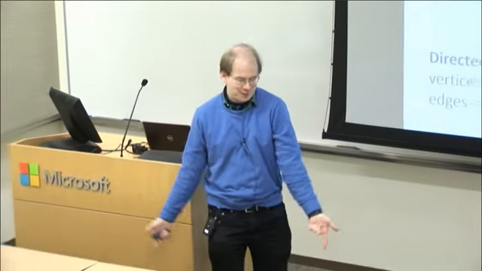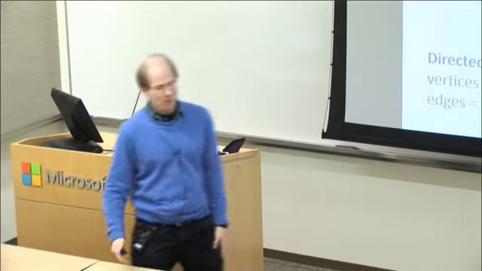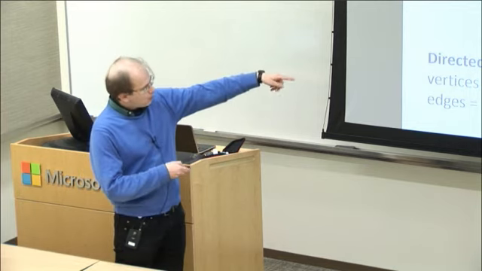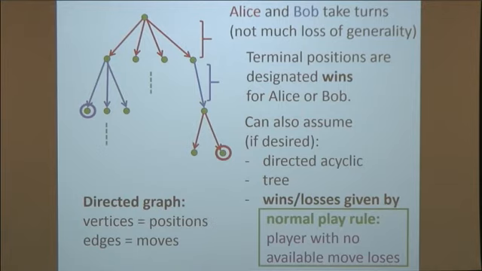Also, if you want to, you can assume that the graph is a tree, because if you had 2 possible ways that you could come into the same position, then again, you could just call it a different position depending on how you got there. If you want to, you can assume it's a tree. I won't always assume these things, but you can assume that if you want to.